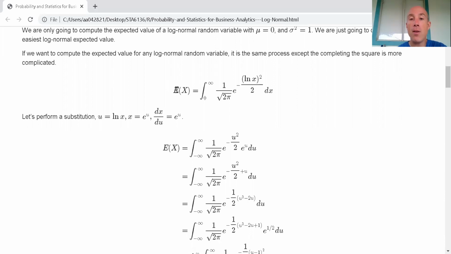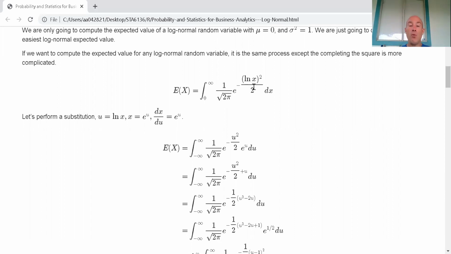All right, so the expected value is x times the density integrated over the entire range of possible values. Remember, in the density, I've got an x in the bottom of the fraction. Well, when I put an x in for expected value, they're going to cancel out. So now I have this fraction times e to the negative log of x squared divided by 2.